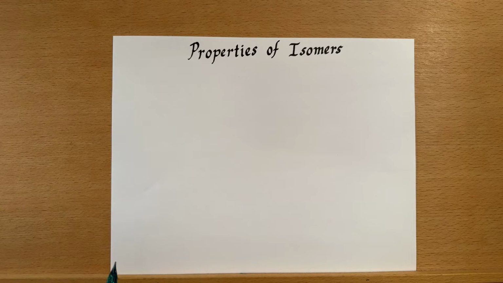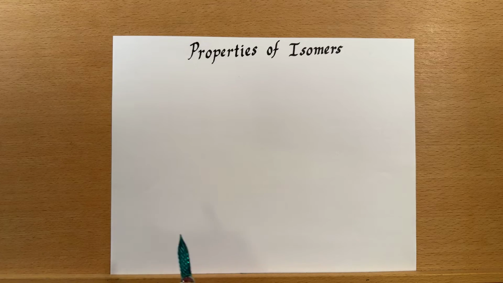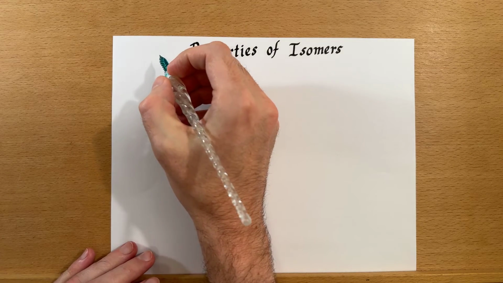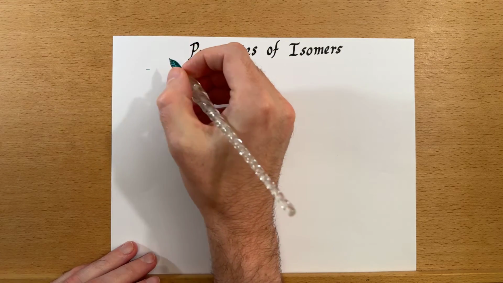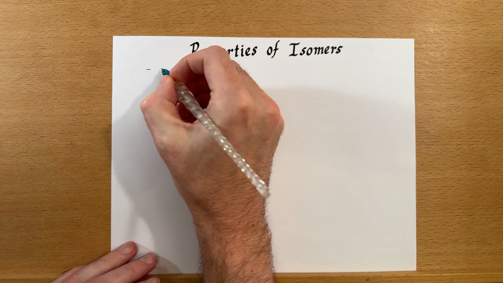We've been talking about the differences in isomers, how to identify which type, and their relationships with each other. But we should examine the properties of these isomers. So, let's go back and look at a constitutional isomer.